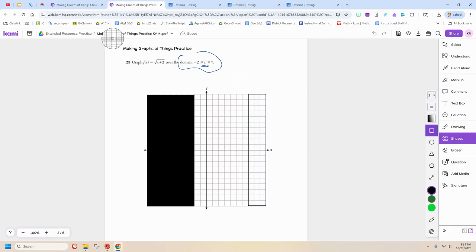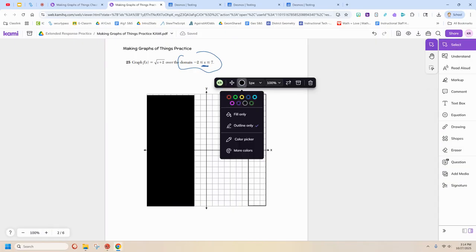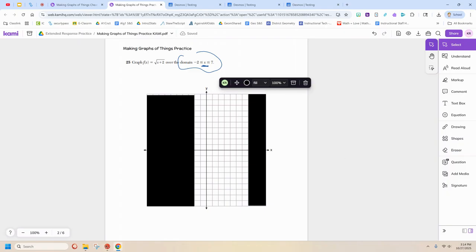I'm going to fill that one. Maybe it'll let me fill it just like that. Fill. Oh, it didn't do it. Sorry, let me just click on that and fill it. There we go. Fill only. All right. So restricted domain means I'm only going from -2 to +7. That's where the graph begins, that's where it ends. Done.